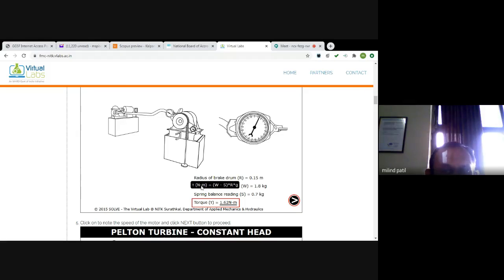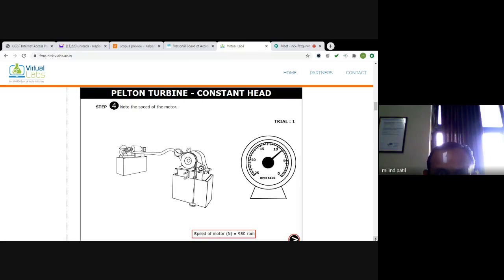So the torque acting over the shaft is what? Load which is placed here, S, that is the spring balance reading. So W minus S into R. This will be in kg actually, but you must convert it into Newton, so multiply it again by 9.81. Substitute the value of W as 1.8 kg, S as 0.7 kg. Just an example which is given. When you are conducting the practical, the readings may be something different, and then calculate the torque, which is the product of W minus S into R into g.